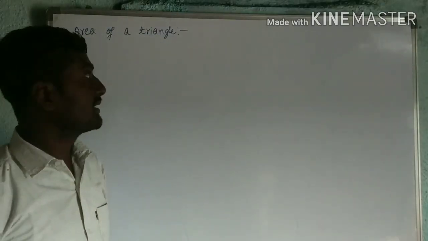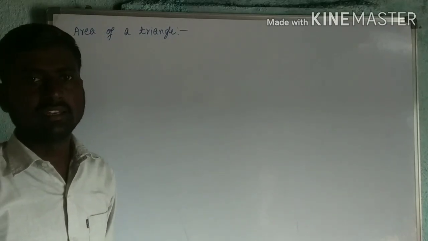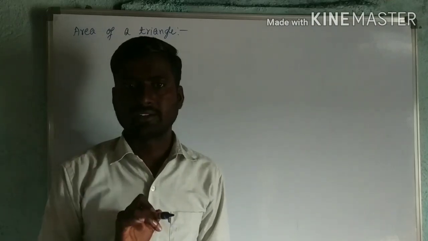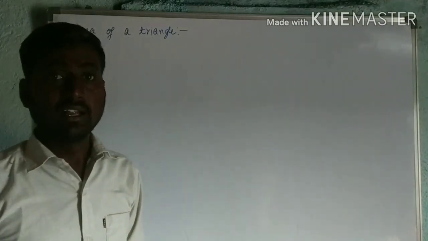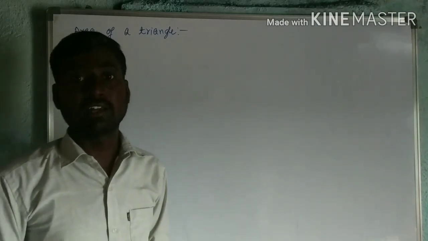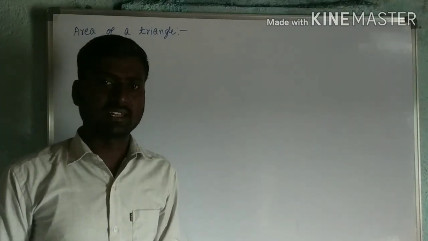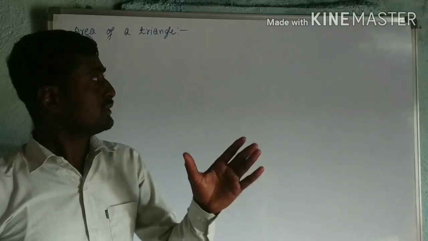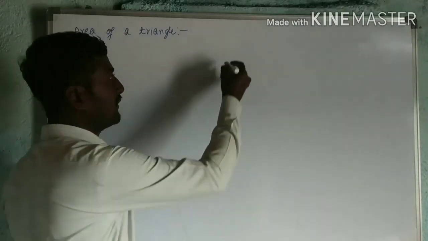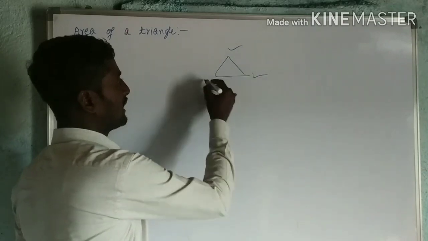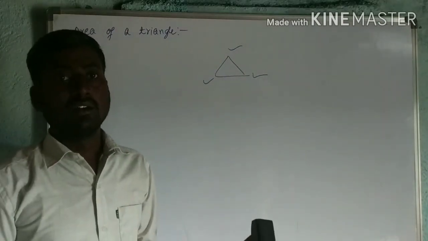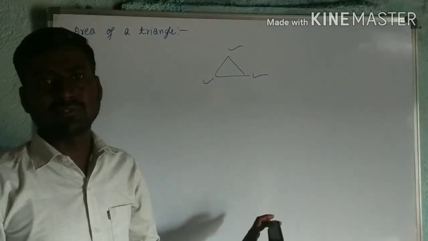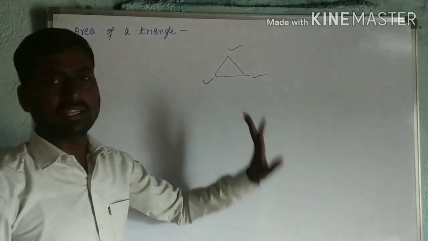Now let us discuss the next concept, that is area of a triangle. Already you know the formula, area of triangle is 1/2 base into height, or base into altitude. And also another formula you have studied, that is Heron's formula. If three sides of a triangle are given, then you can find the area of the triangle by using Heron's formula. Another formula we are going to study: if three vertices of a triangle are given, then what is the formula for the area of the triangle? That we are going to derive.